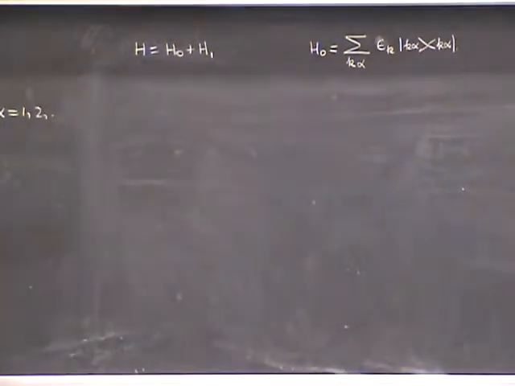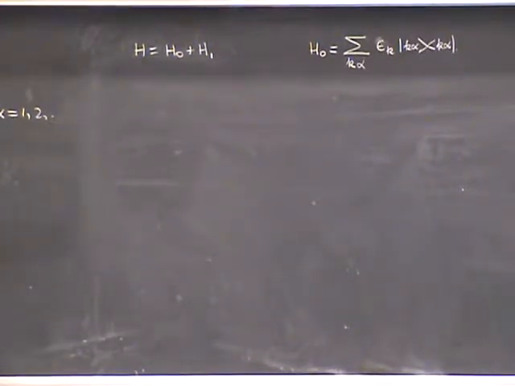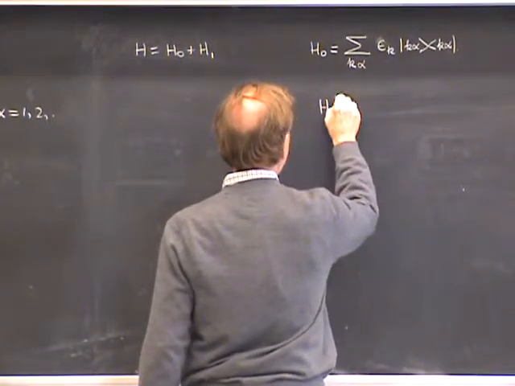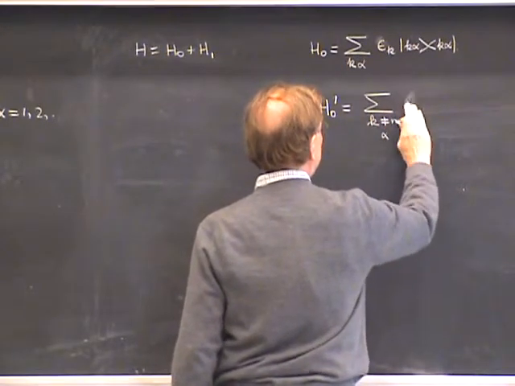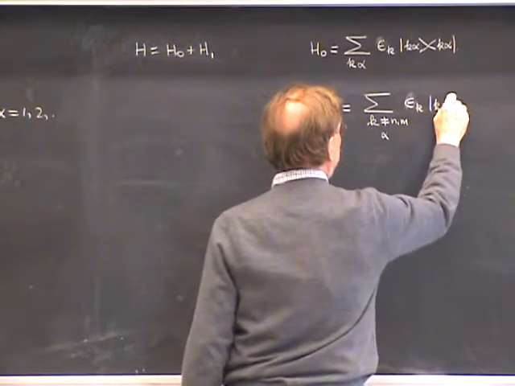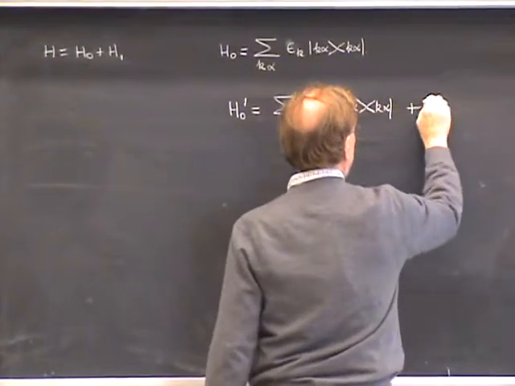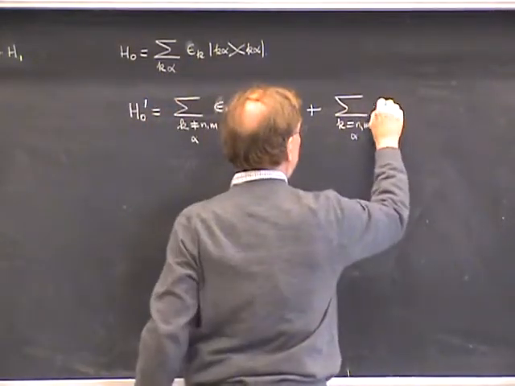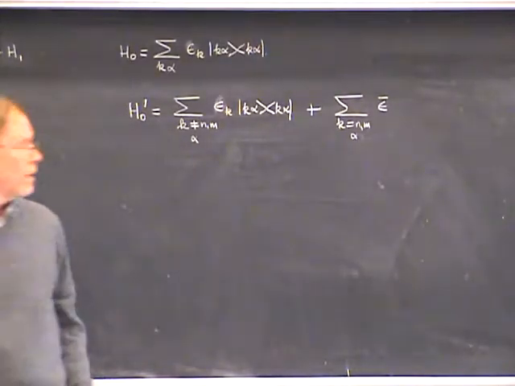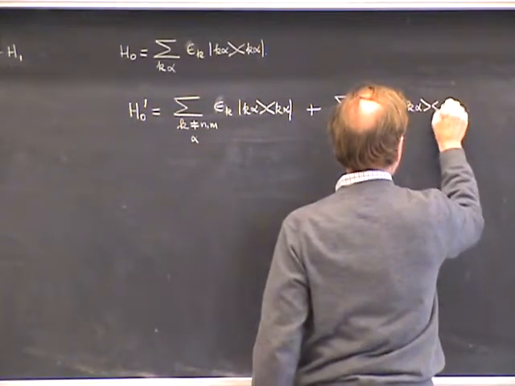And then we've got these two levels, epsilon n and epsilon m, that we're worried about. Let's choose some level, call it epsilon bar, which is somewhere in here. It might be the average of the two, or it might be one of the two, epsilon n or epsilon m. It won't matter as long as it's close to these two here. Call it epsilon bar. And let's define an H0 prime in the following way. First of all, we sum over all k which are not equal to n and m, and alpha, the same sum that's above, epsilon k |k alpha><k alpha|. And then for the n and m terms, the sum where k is equal to n and m and alpha, we replace the epsilon k by the epsilon bar, which is a pretty good approximation because it's right in there.